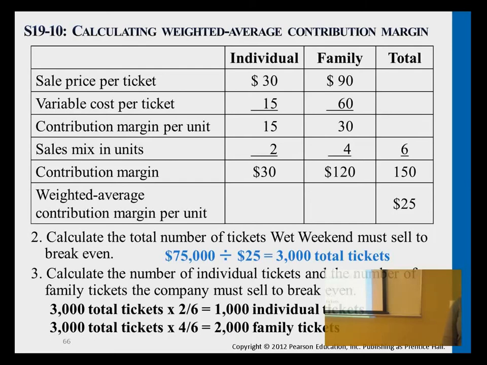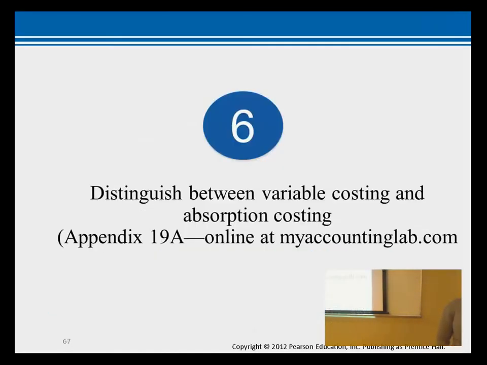Wait, so what is the 2/6 and the 4/6 simplified? Like, what is that? What is 2/6? That's right here, right? It's 2 sales mix in units over 6 total units. That's your portion. So you always take the individual over the total. Yeah. Okay. So I'm sure you have those in the homework. If not, email me, I'll give you one.